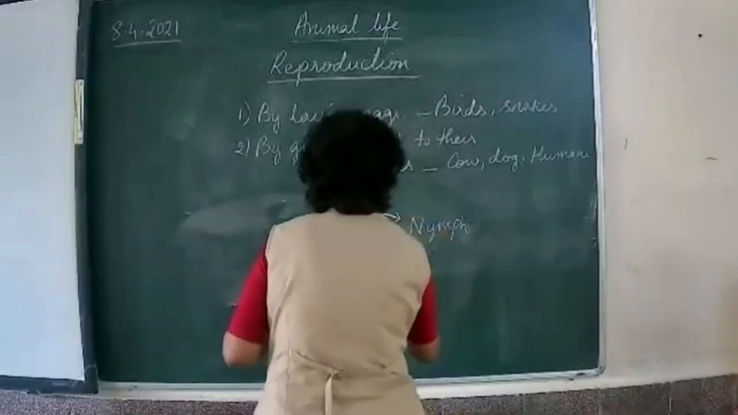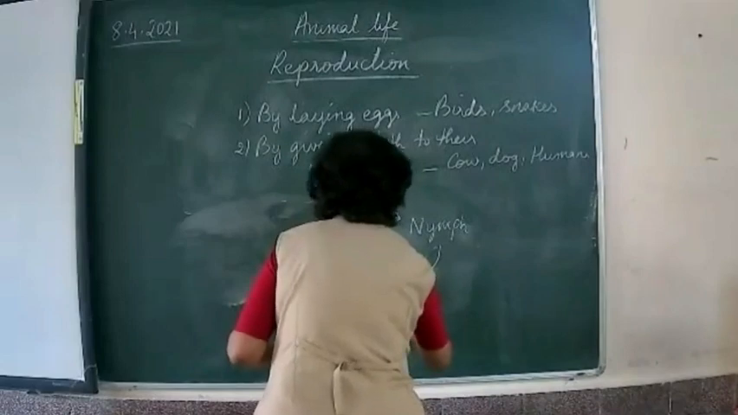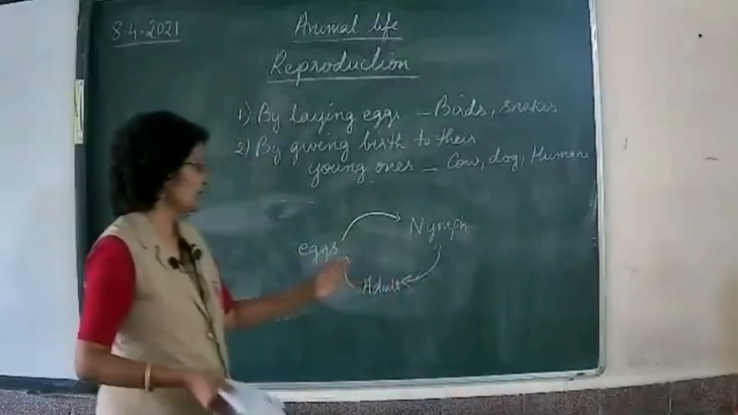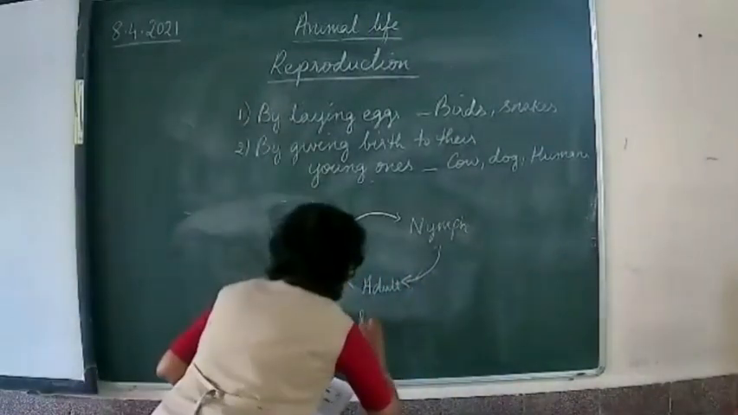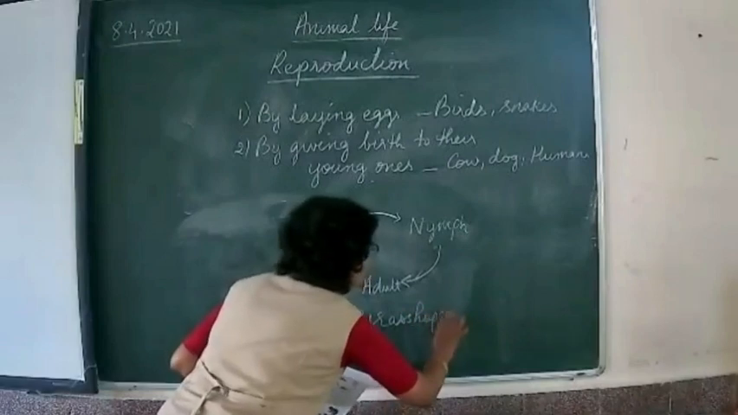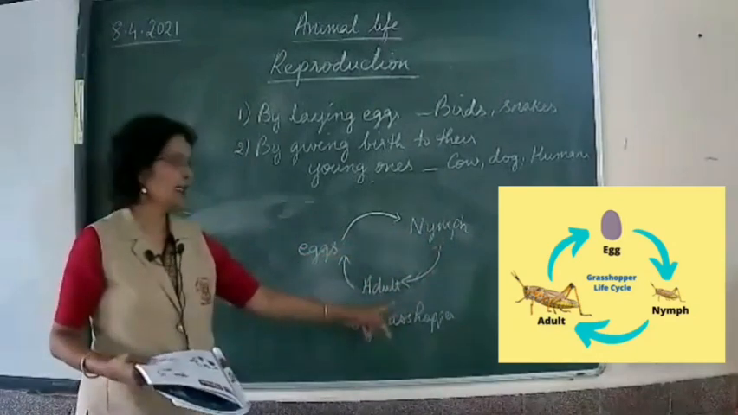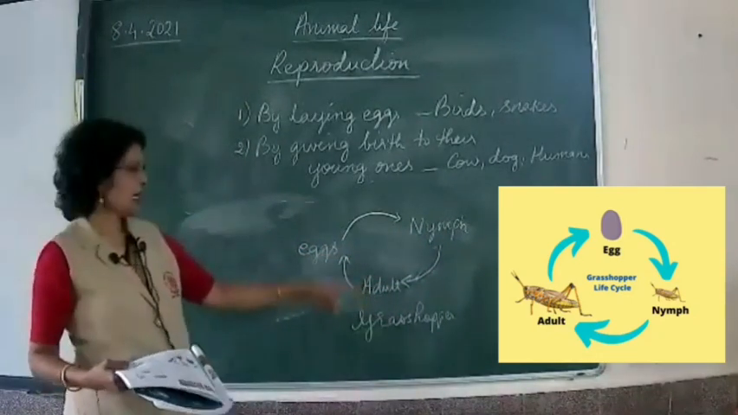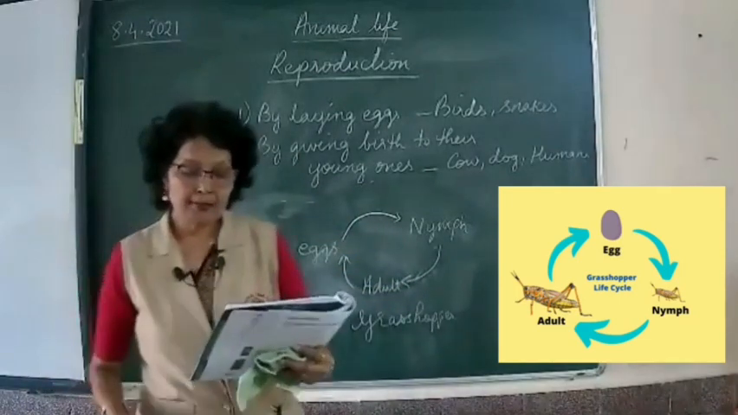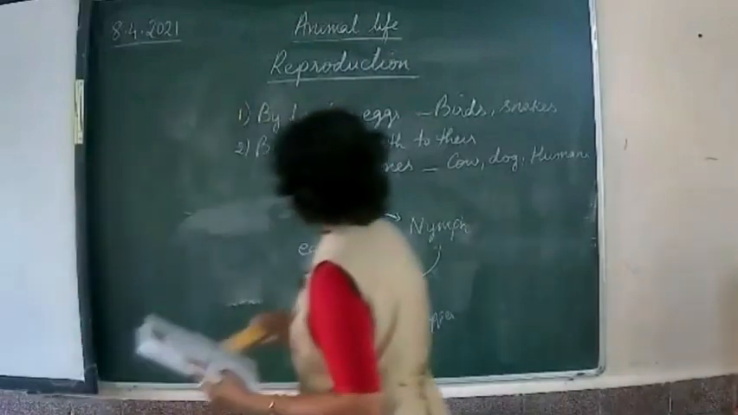egg, nymph and adult. Okay, so here 3 stages are there. This is the life cycle of a grasshopper. Egg, nymph, adult grasshopper, and then again it lays eggs. So it has got only 3 stages. In the same way, the life cycle of a frog is a little different from this.